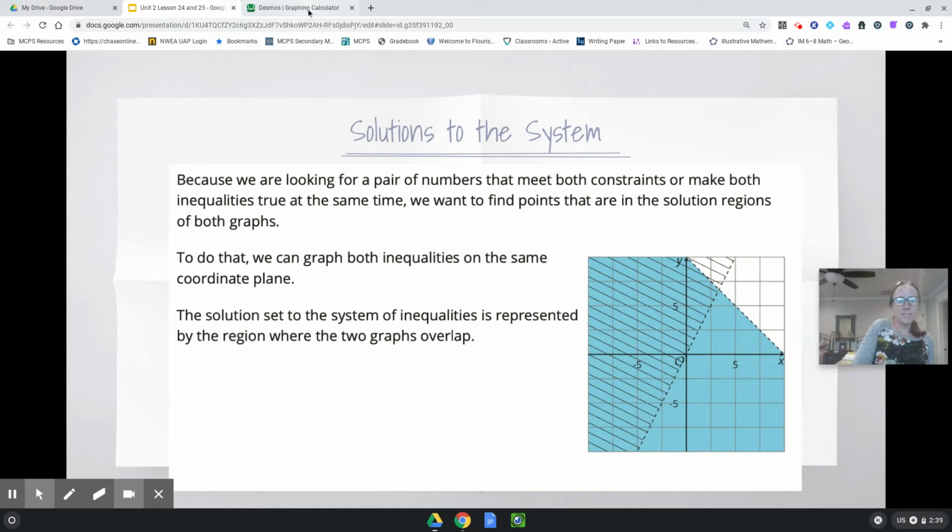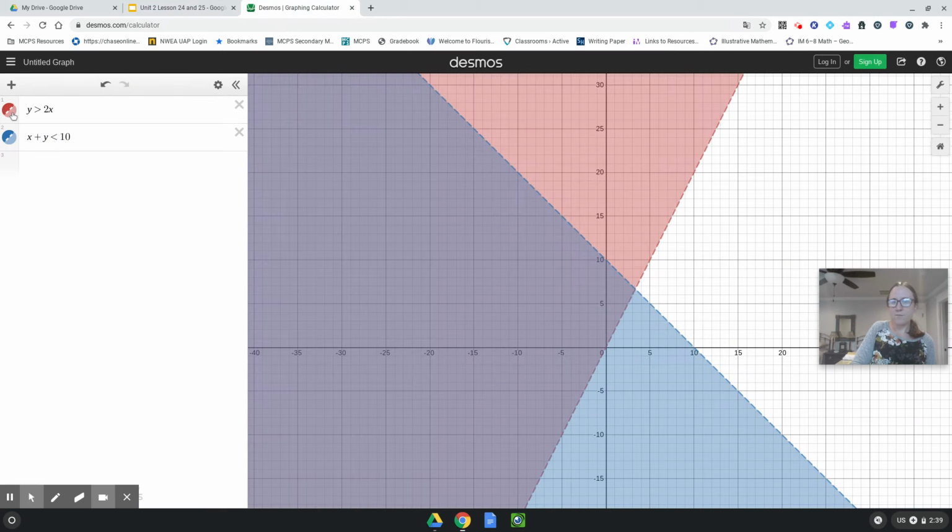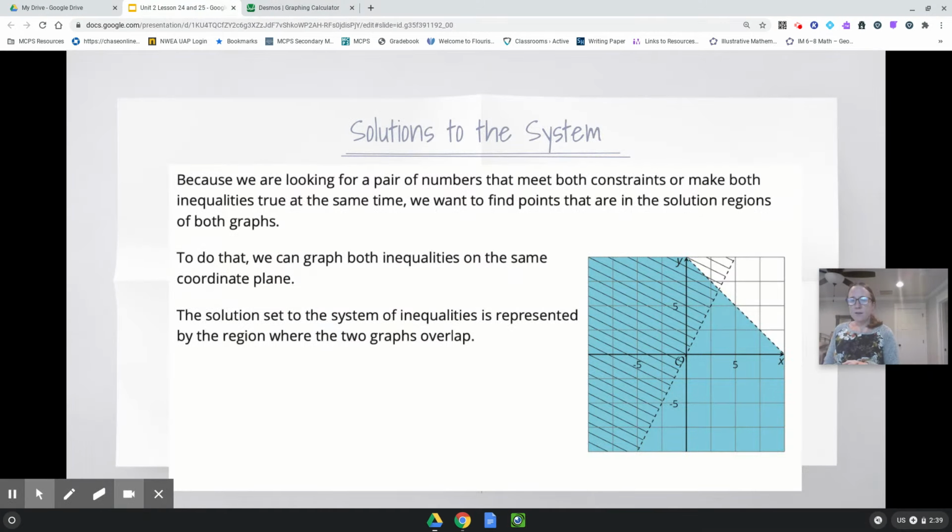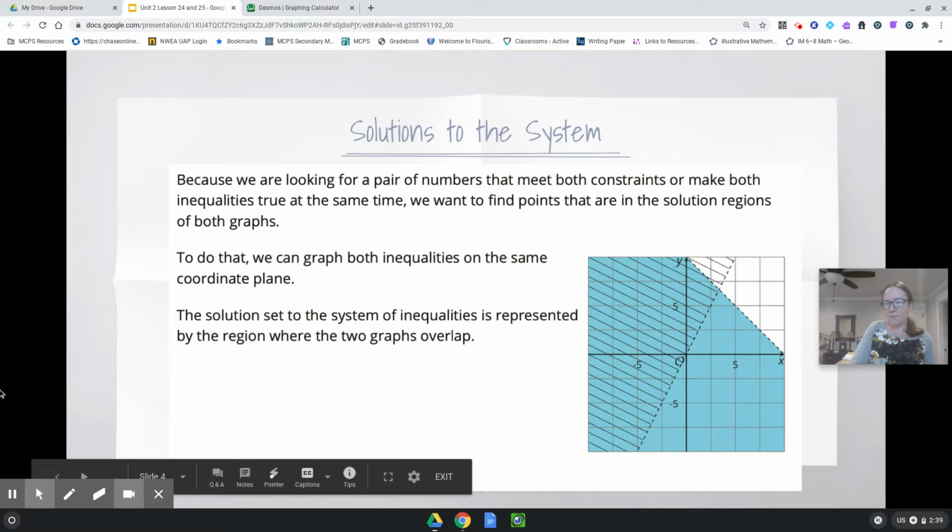And so if we go over to Desmos, and I turn both of them on, that region that's purple, that represents the region where you have solutions to both of your inequalities. Whereas the region that is red or blue, that is a solution to one of my two inequalities. And the region that's white over here, those are not solutions to either inequality. And so this should now be enough information for you to work on the Google Doc assignment and Flipgrid. And this covers all of the rest of Unit 2.